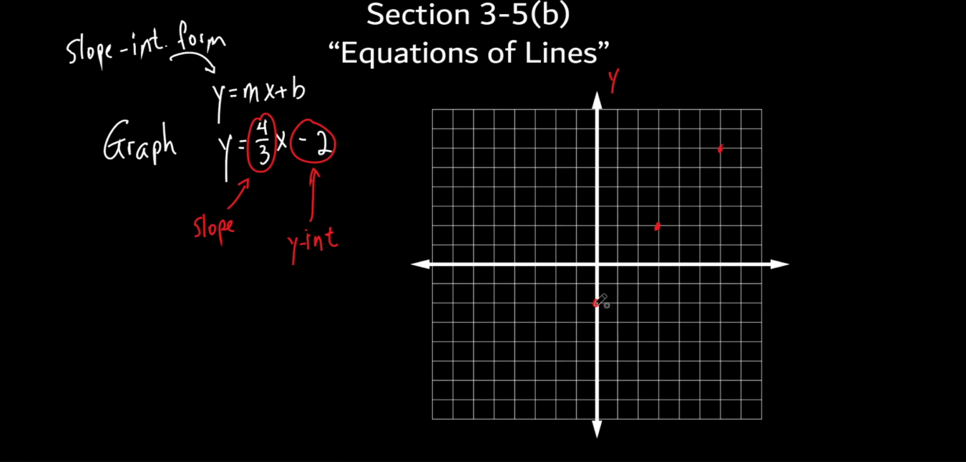You see that? I could go the opposite way. I could go down 4: 1, 2, 3, 4. And to the left 3: 1, 2, 3. Does it line up? Yeah, everything lines up. It's really nice. I just like to stretch the points out a little bit. It makes my graph just a little bit more accurate.